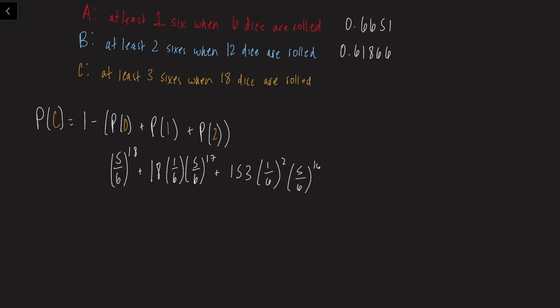And that 153 is just the total number of ways we can select 2 from 18, so essentially selecting 2 6s from the 18 dice. And when we sum these together, we get 0.40265, and then our final answer is 0.59734.